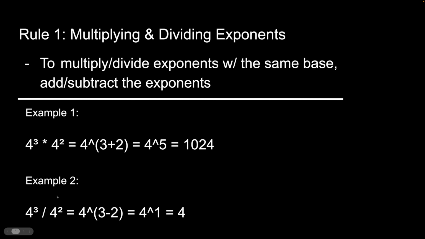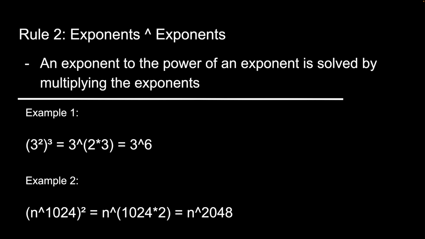When you do this in division, you can do the same thing, except by subtracting the exponents. So here we have 4 cubed divided by 4 squared, and because it's division, we subtract, we do 3 minus 2, and we keep the base. So 4 to the power of 3 minus 2 is equal to 4 to the 1, which is just equal to 4.